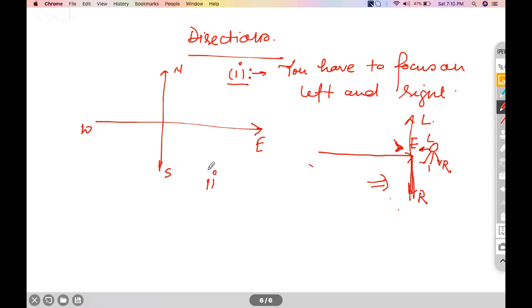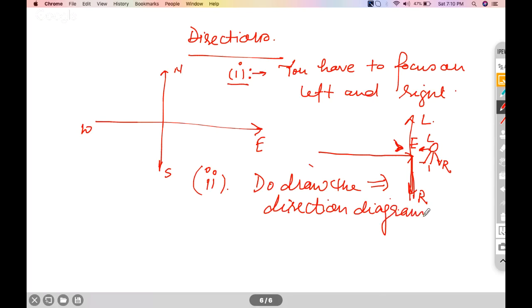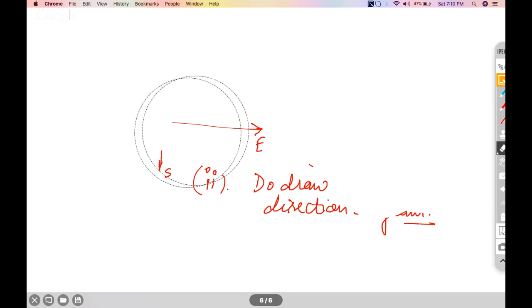So for this kind of question, the second instruction that I want to give you is, don't solve it in your mind, do draw the direction diagram on your copy and then solve it. Don't solve it in your brain. People tend to make mistakes while doing that.